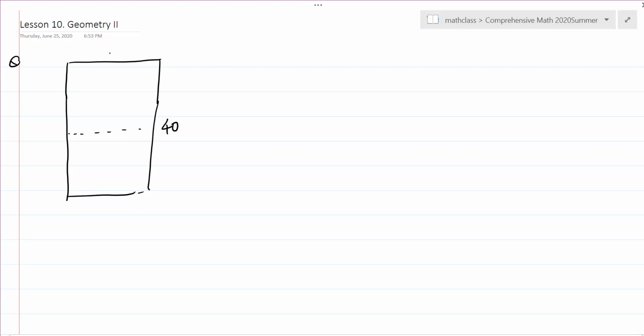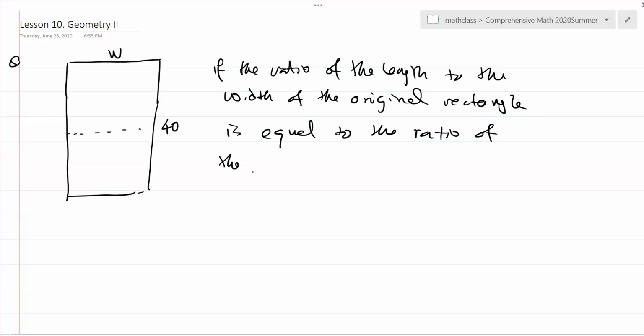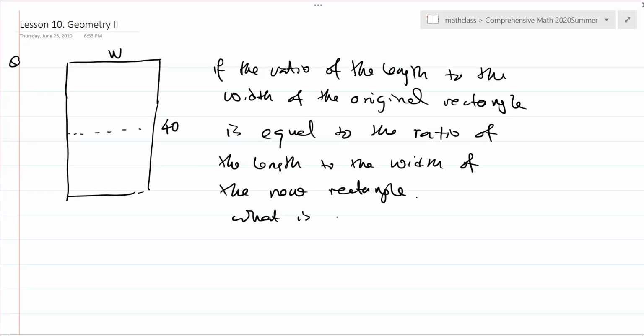So this is W, the width. The ratio of the length to the width of the original rectangle is equal to the ratio of the length to the width of the new rectangle. So what is the width of the original rectangle? Question, what is W?